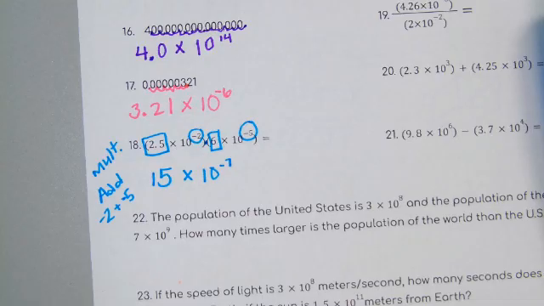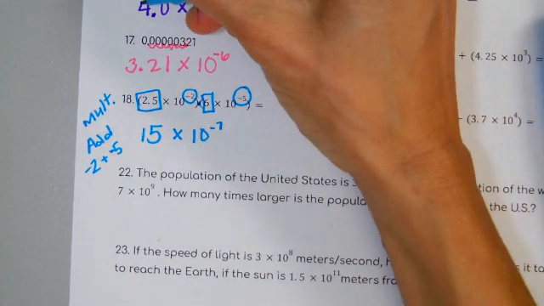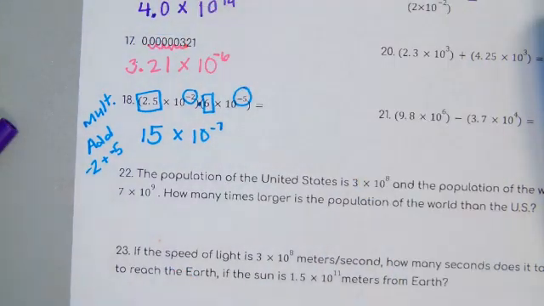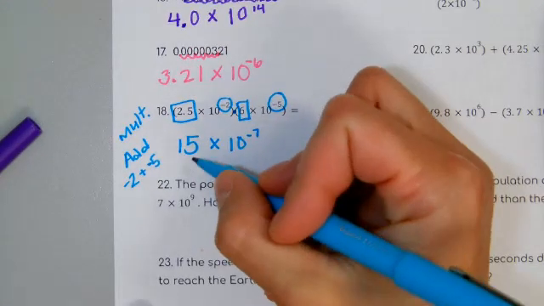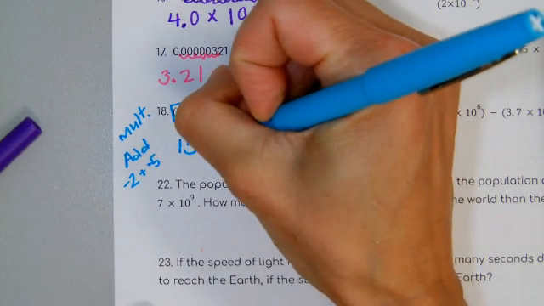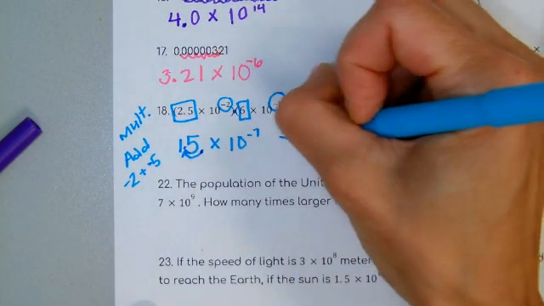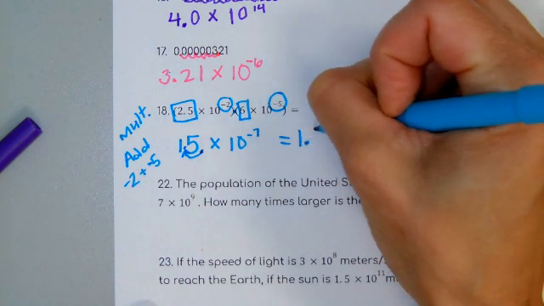Now we have a problem here. 15 is too high. Remember, we talked about the first number has to be between 1 and 9. So right now, there's a hiding decimal at the end of 15. We have to move that decimal one space in right here. So we need it to be 1.5.